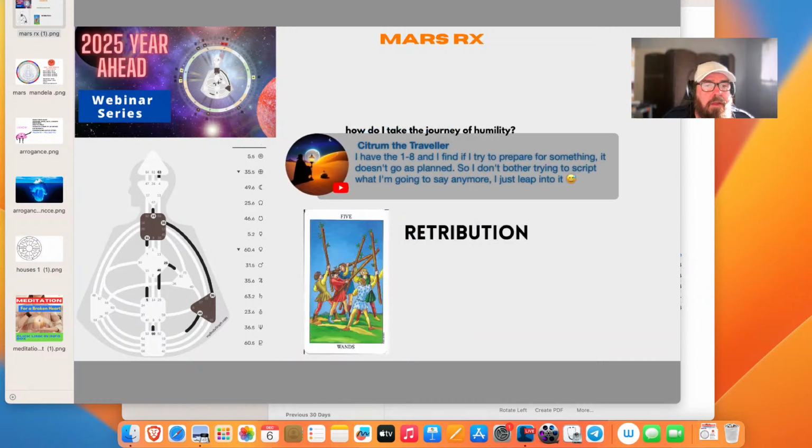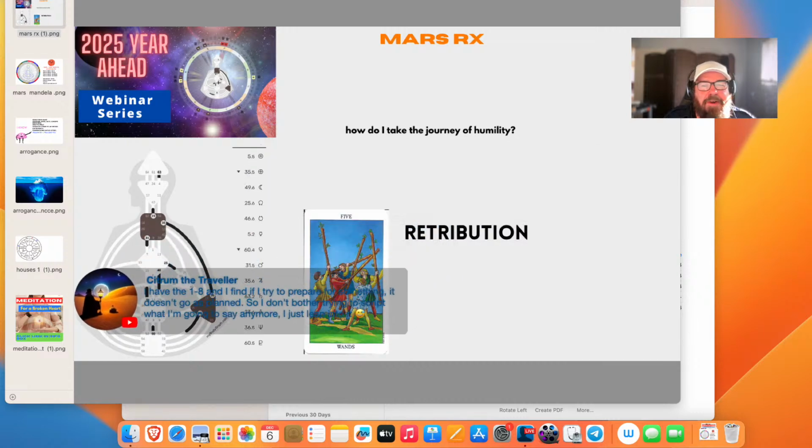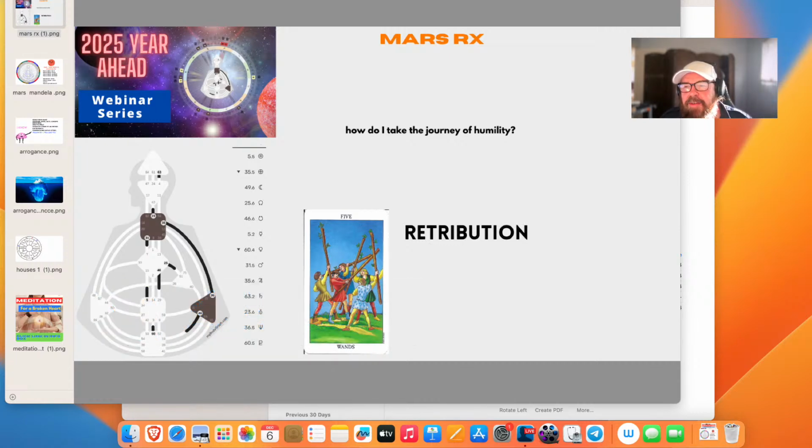So Citrum the Traveler says, I have the 1-8, and I find if I try to prepare for something, it doesn't go as planned, so I don't bother trying to script what I'm going to say anymore. I leap into it. Totally. I have the same thing, the 1-8. As soon as I prepare, it just blows up in my face. That's good. Thank you for that comment.